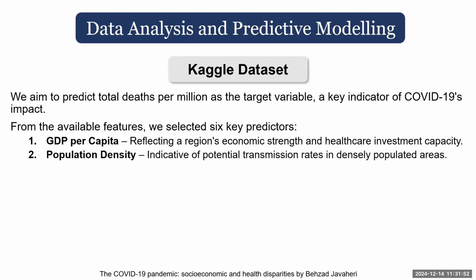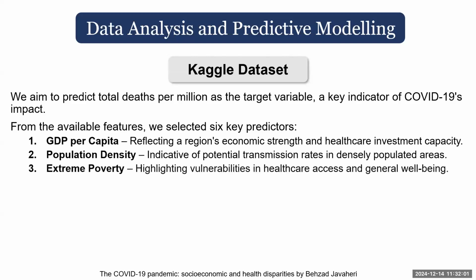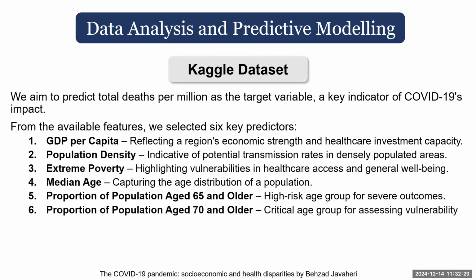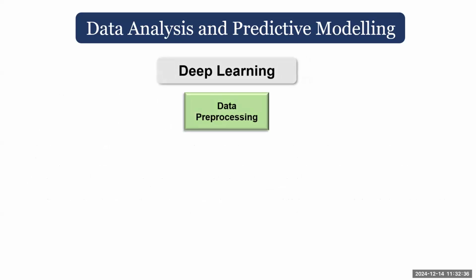Next important reason was population density. Some of the countries are densely populated compared to other countries. Next, extreme poverty, again, that's another reason. Next is the median age, and the portion of population aged 65 or older, because we have seen that during the pandemic, the senior citizens were affected more badly. And the next is the portion of population aged 70 and older. So these are the 6 important parameters that we have taken.